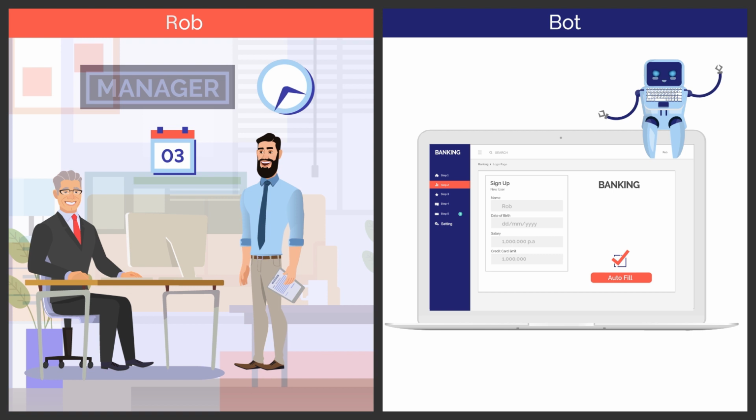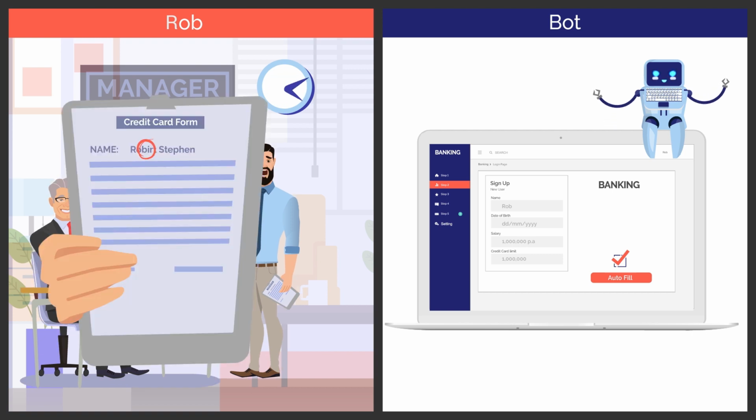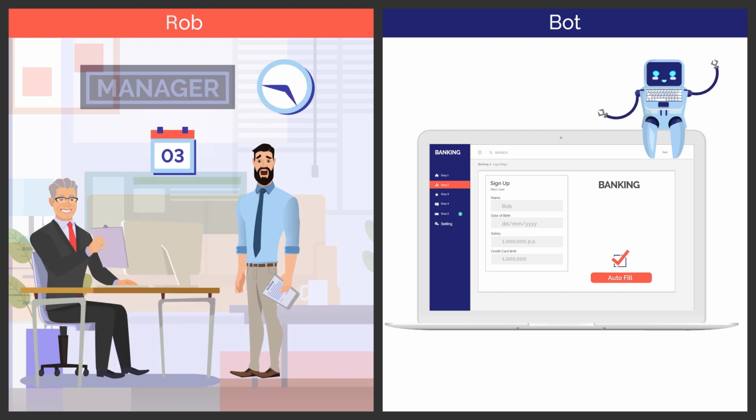Rob meets the manager for the credit card approval and finds an error in his name. He has to rectify and address the manager for the error. Meanwhile, Bot checks the salary and the credit card limit, and the credit card gets approved immediately.